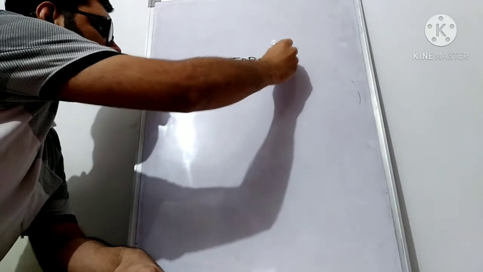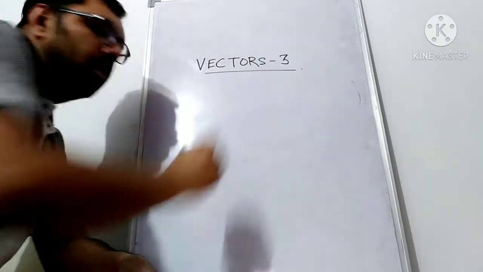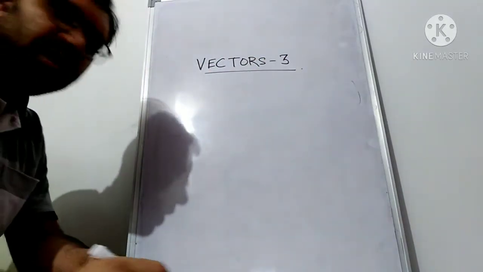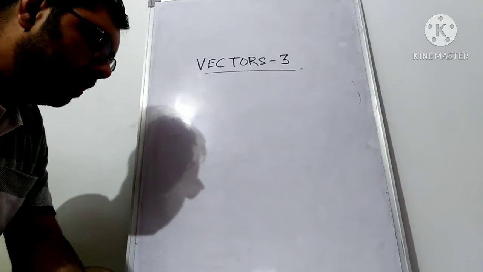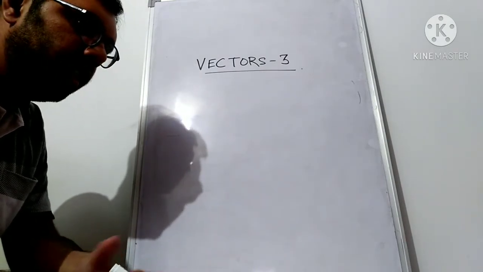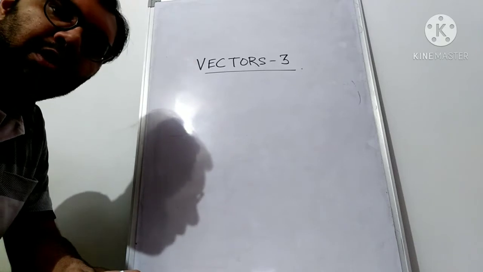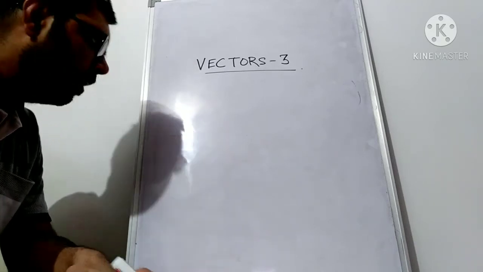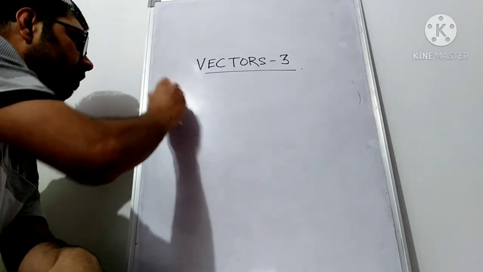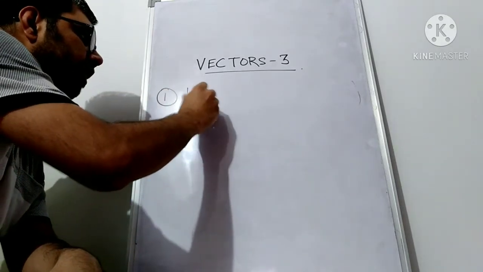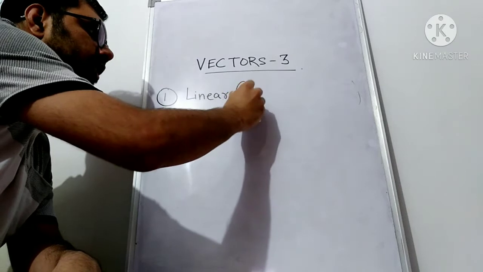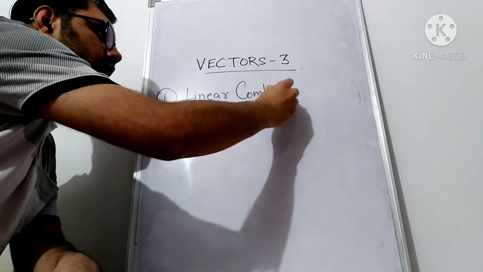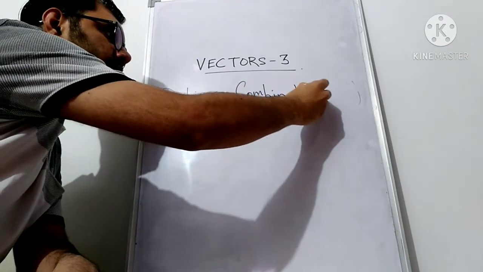Vectors 3. In vectors 3, I'll be covering the cross product of vectors and linear combination. First of all, we start with the topic of linear combination. What do you understand by linear combination?